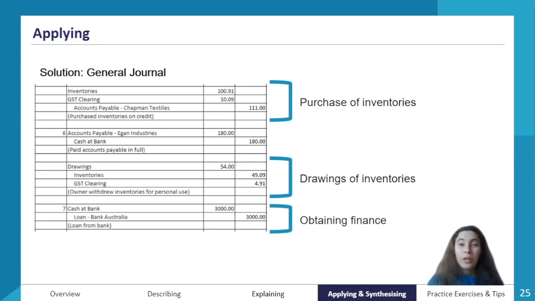Now, not only are you going to need to be able to do the selling of inventories, but also the purchase of inventories too. So here we've got a credit purchase of inventories. So this means that we're getting more inventories. So that asset account is going up, and that's why it is a debit there. And then we are paying Chapman Textiles in this case. So we've got that accounts payable account that's also going up.